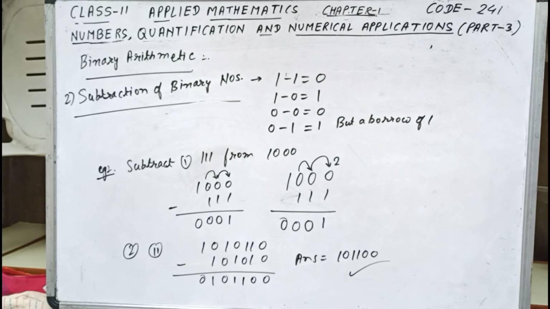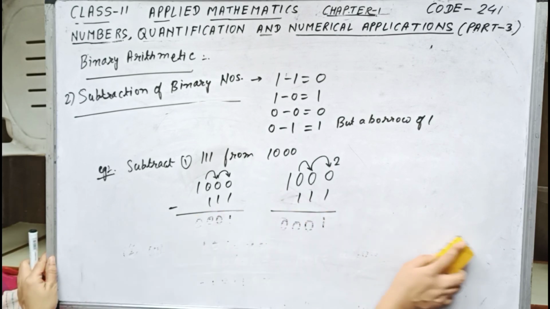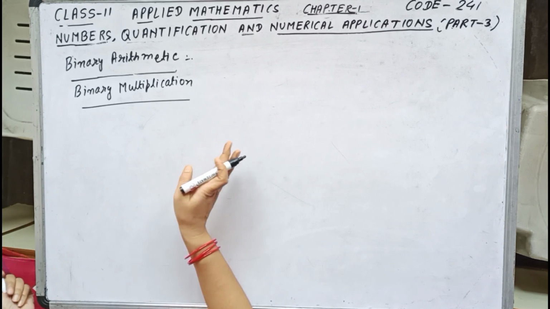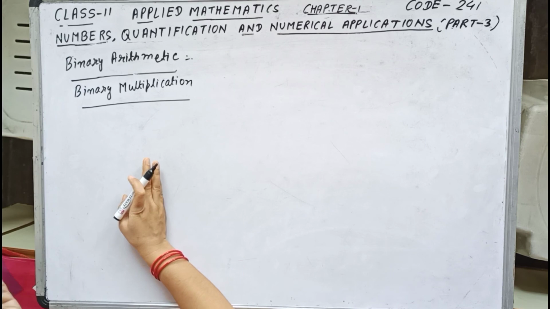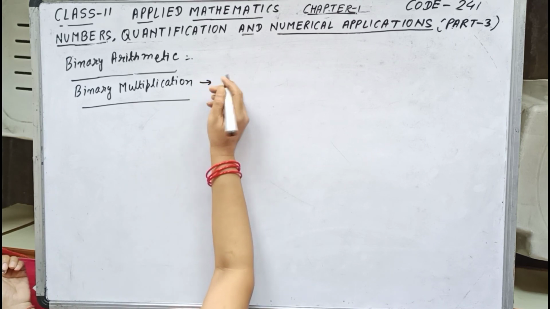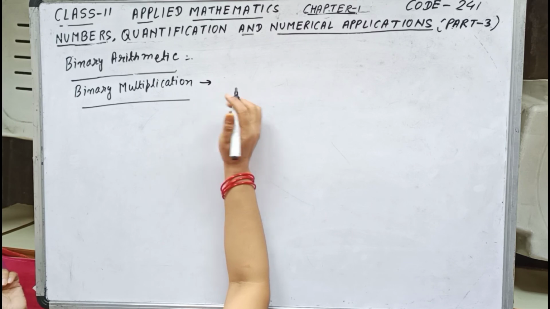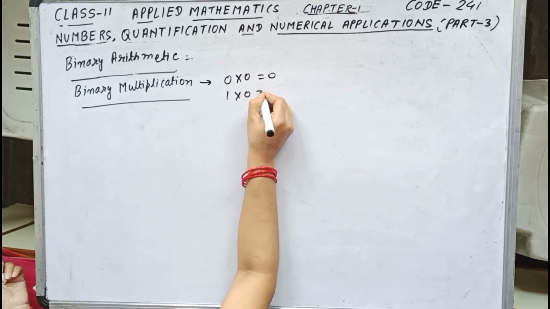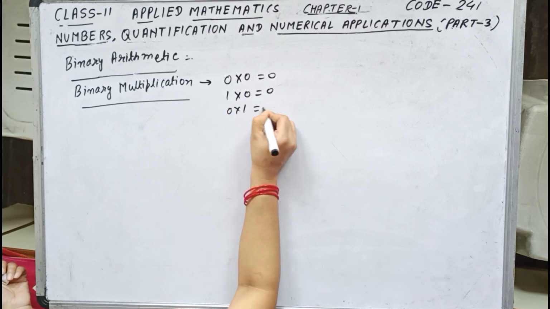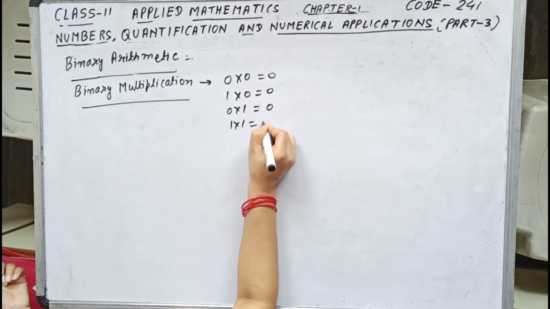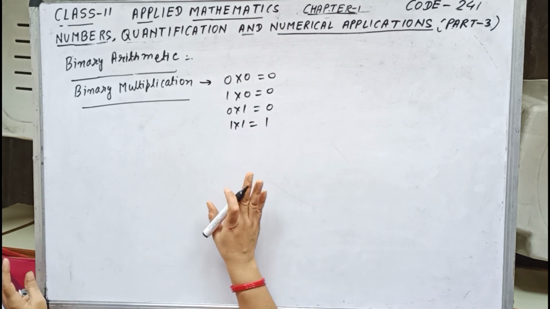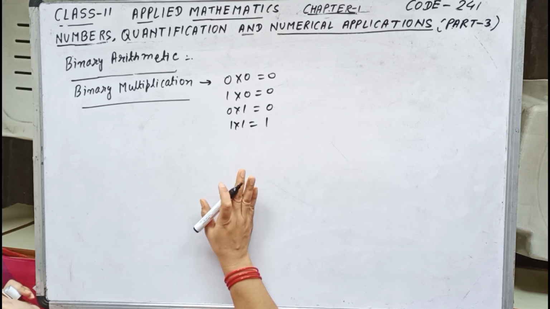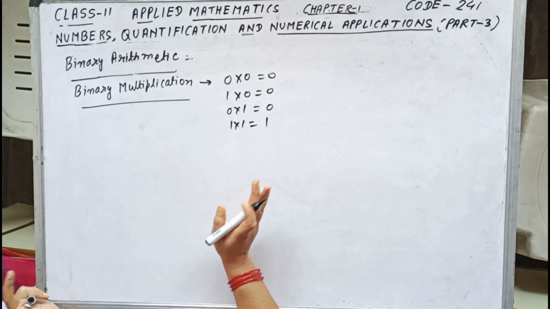Let us go to the next topic, that is multiplication of binary numbers. Now let us understand binary multiplication. Binary multiplication is also the same as we do in the decimal number system. So let us first write the operations of 0 and 1. 0 into 0 is 0 only. 1 into 0 equals 0, 0 into 1 equals 0, and 1 into 1 equals 1. No other rules for multiplication, so we will be multiplying as such, same as we do for the decimal number system.